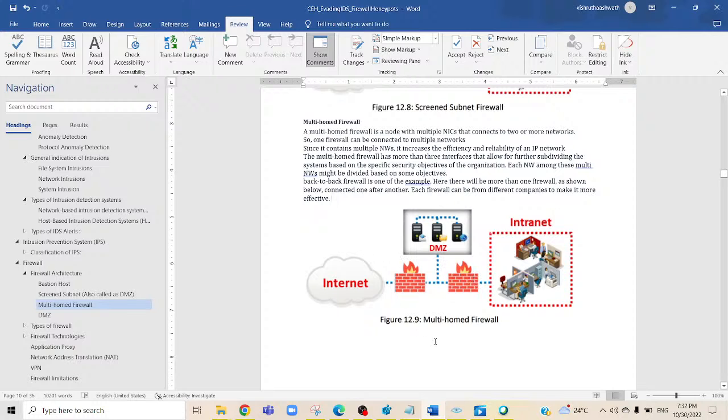So one important thing to note here is the firewall. There can be more than two NICs as well. So this firewall can be connected to one more intranet network. That's why it's called a multi-homed firewall.